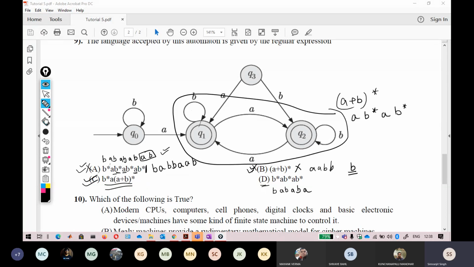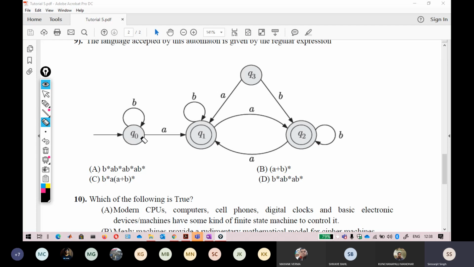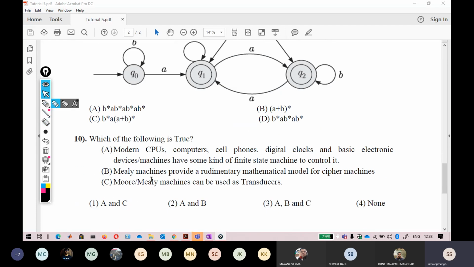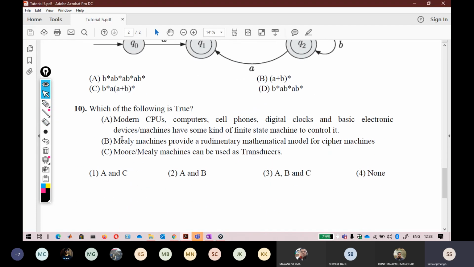Okay, so for the tenth question, you know that I always include one theory question so you have a basic sense of the applications. All the options are correct here. Modern CPUs, computers, cell phones, digital clocks, and basic electronic devices have some kind of finite machines to control them, so that is correct. In real life also you can see it. Mealy machine provides a rudimentary mathematical model for cipher machines. This is also correct. And C we have already done. Keep that in mind. These are the applications of this.